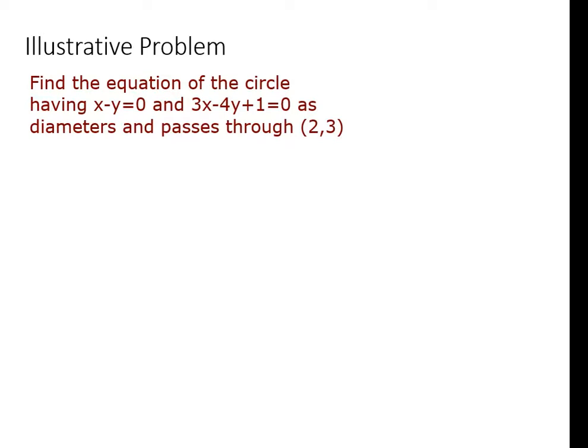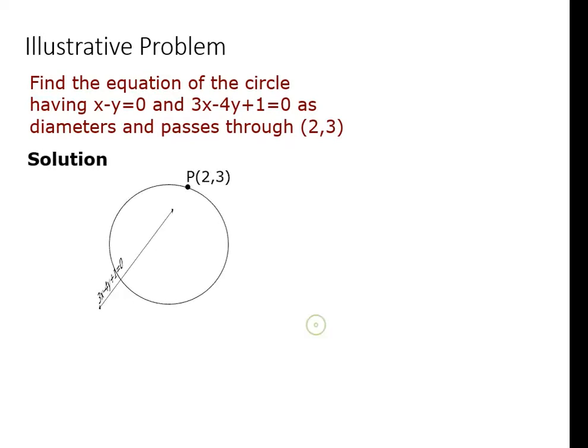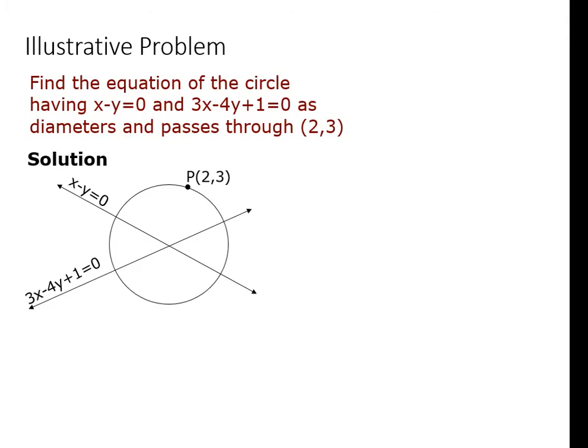Another example: find the equation of the circle having x minus y is equal to 0 and 3x minus 4y plus 1 is equal to 0 as diameters and passing through (2, 3). Now we have two lines. Just see, one line and second line, two lines as diameters. The first line is x minus y is equal to 0, and the second is 3x minus 4y plus 1 is equal to 0, and P(2, 3) is any point on the circle.